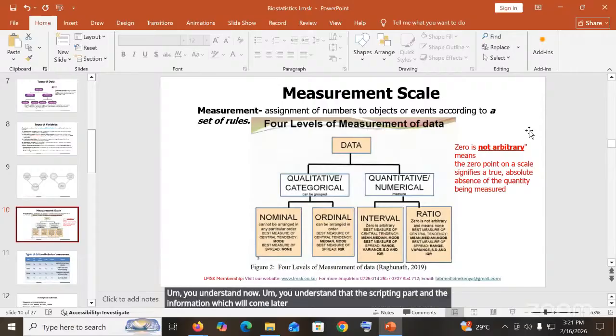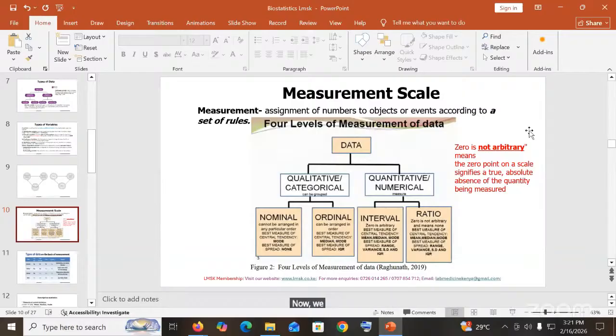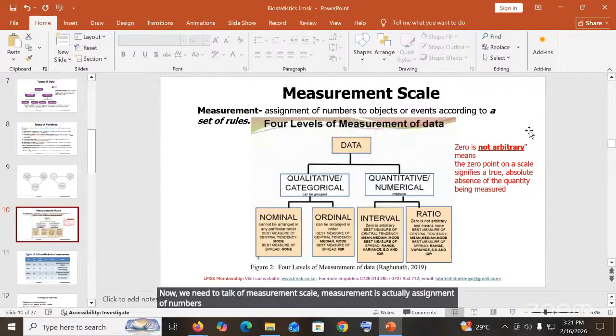Now you need to come up with what you call a measurement scale. When you talk of measurement scale, measurement is actually the assignment of numbers to objects or events according to a set of rules. In statistics, when you're doing measurement, you are assigning numbers to objects or events according to a set of rules.